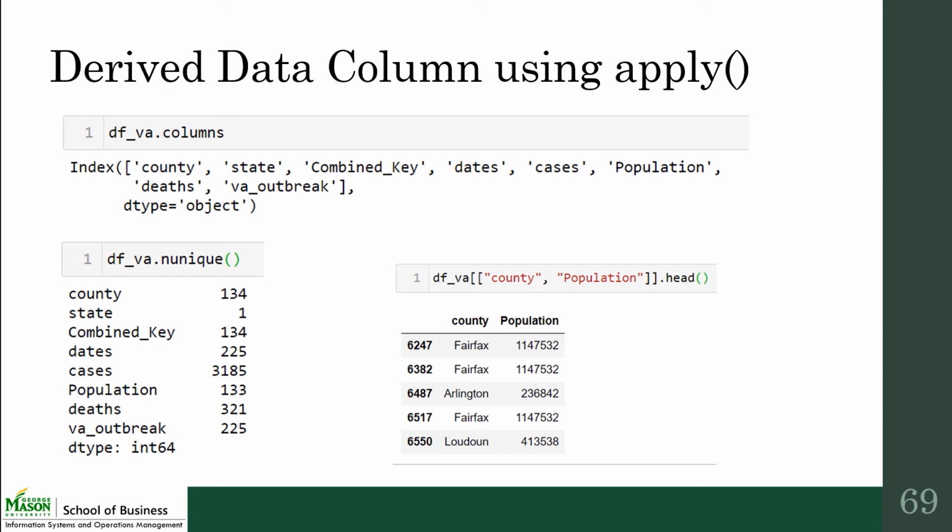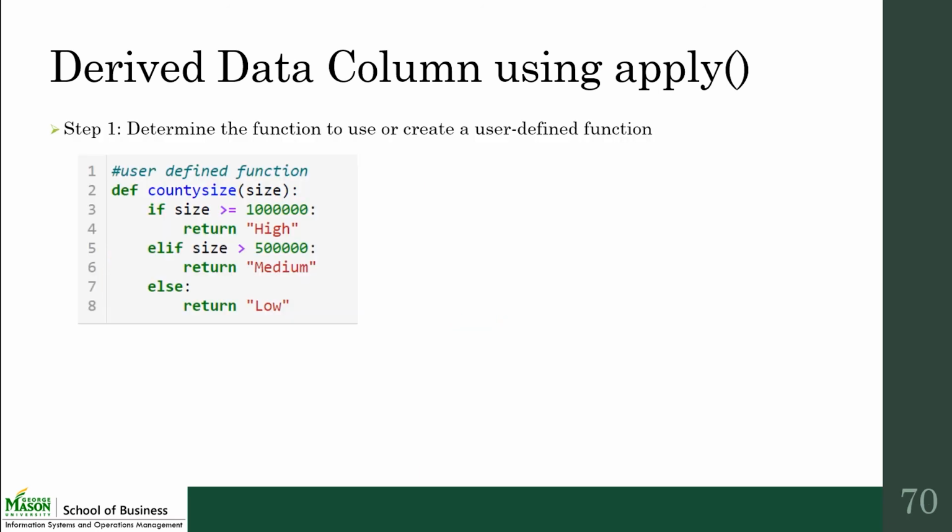Based on the county's population size, let's say we want to create some categories based on population density. This can be done using the apply method. Let's take a look. So after examining the data, it may be a good idea to divide the counties based on population size for maybe some further analysis. So for example, the counties where the population is at least 1 million, then we can categorize that as high density. Populations that contain 500,000 up to 999,000 would be considered medium density, and so on.